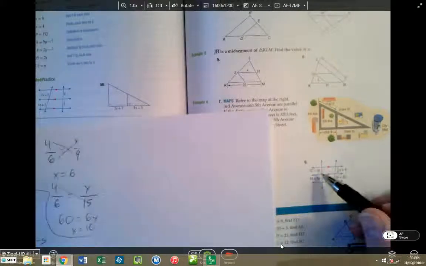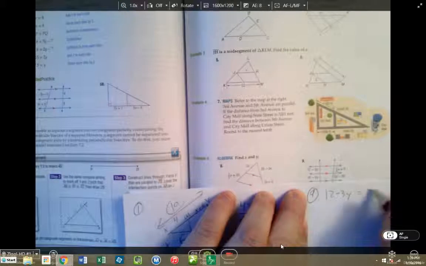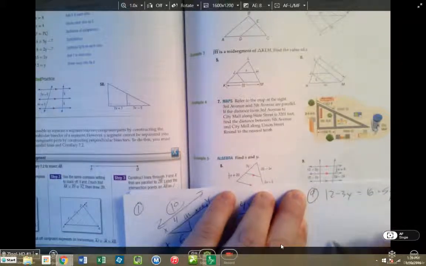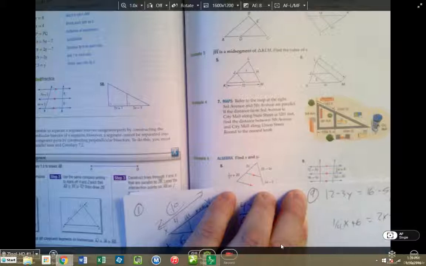If I do a problem like this one down here, again, I can say this is to this, this is to this. And once I know y, then I can plug in and say, well, these two are equal and set them equal. So for 9, all you would have to do is say 12 minus 3y equals 16 minus 5y, and solve for y, and 1/4 x plus 6 equals 2x minus 29, and solve those out. Now, alternatively, let's go over here.